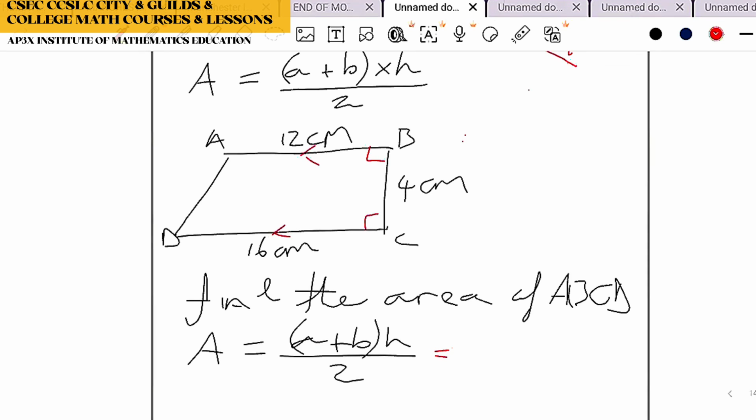Okay. First of all, I'm going to do my next step. 12 centimeters plus 16 centimeters times 4 centimeters. In the next line, I have 28 centimeters, which means I add. Wait, my 2 is missing. The divide by 2 is missing.